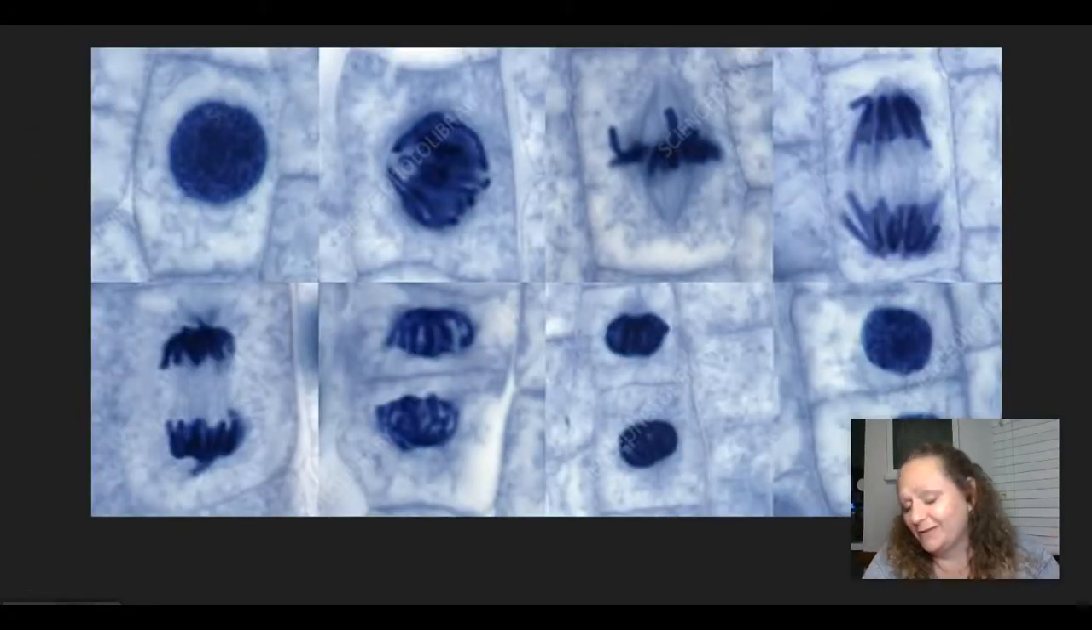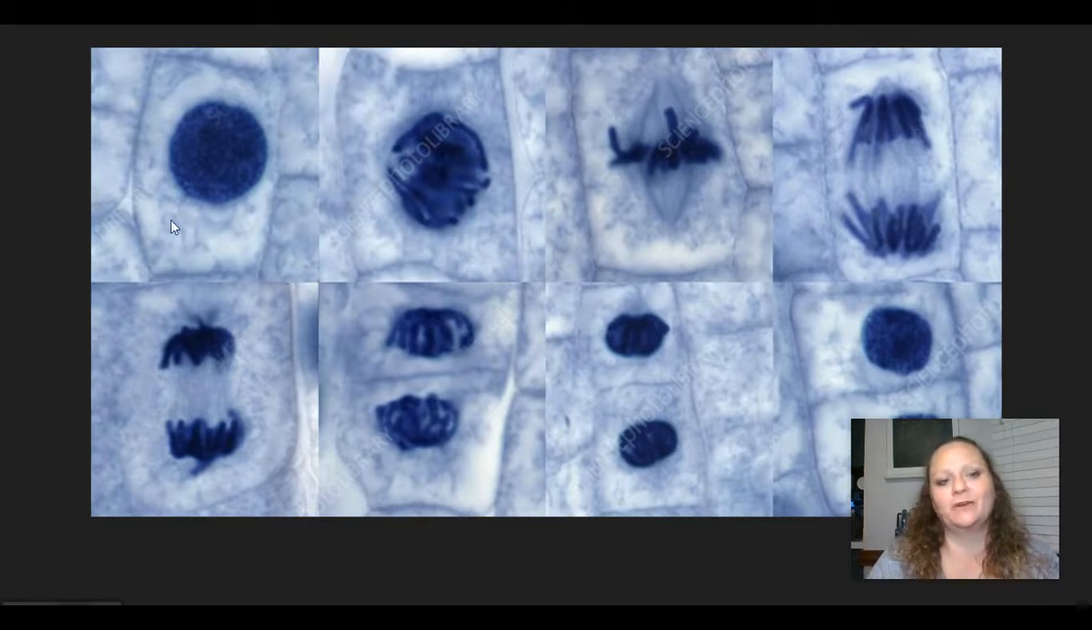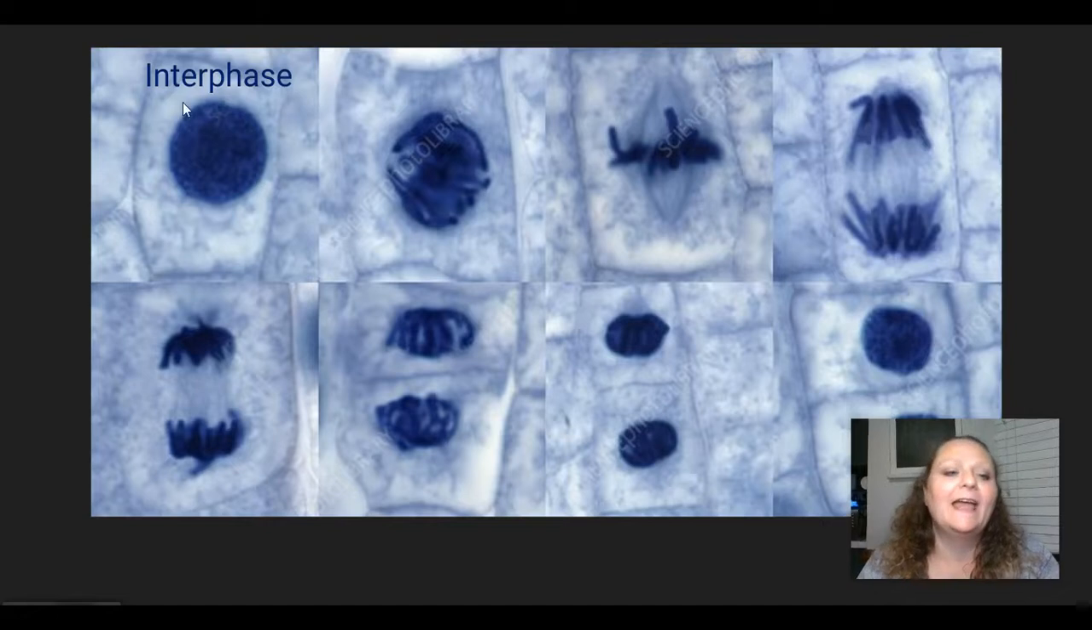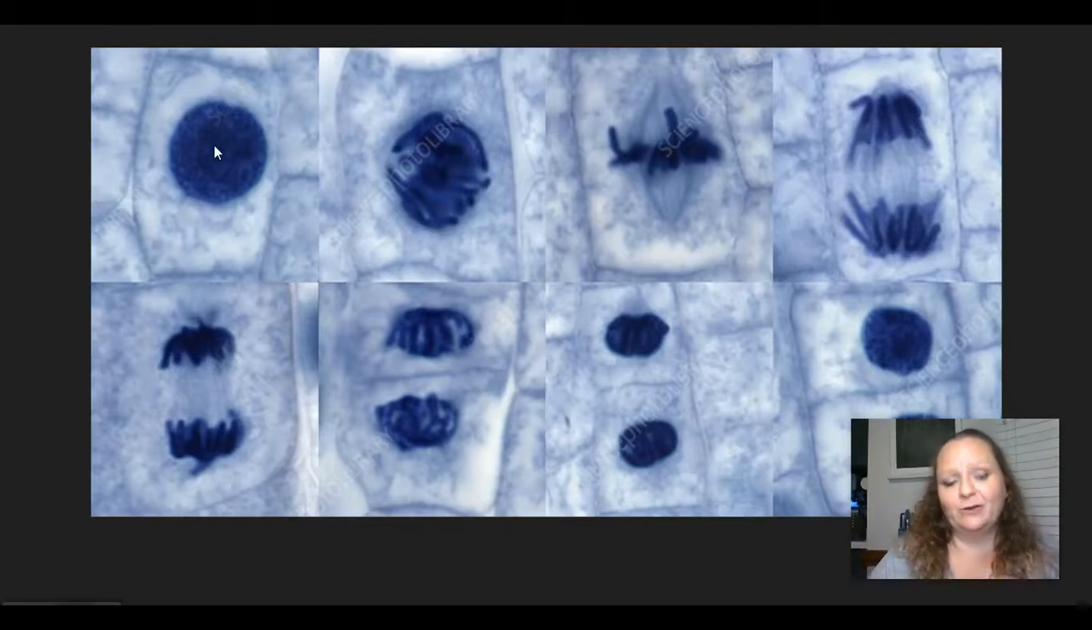I absolutely adore this picture. This actually shows you all the phases pretty much in order. So if you take a look, the very first picture at the top, which hopefully you can see my pointer right here, this is what a cell is going to look like in interphase. Interphase. This is the cell just being a cell. And how can we tell? Well, the DNA sort of looks like a hairball in the nucleus.